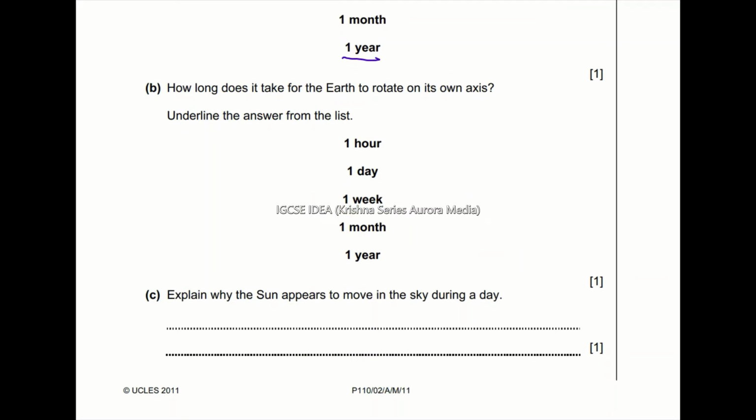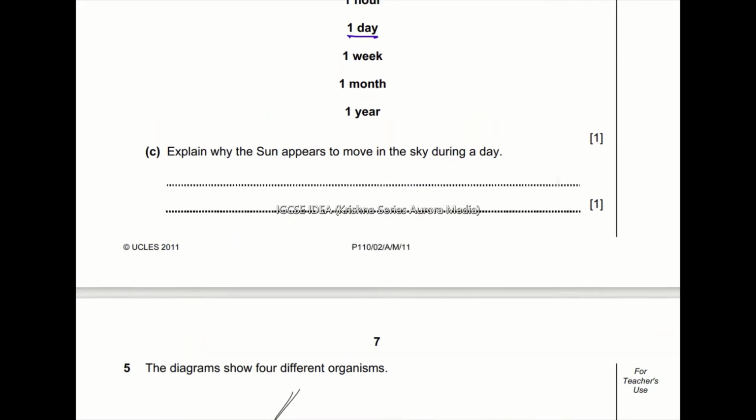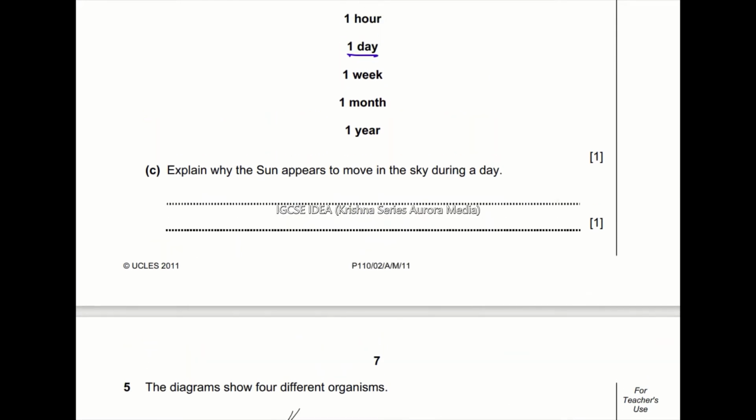How long does it take for the Earth to rotate on its own axis? Underline from the list. Okay? On its own axis, it takes a day. C. Explain why the sun appears to move in the sky during the day.